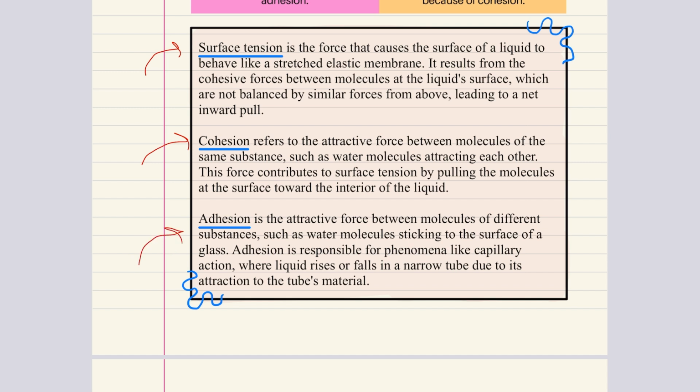Adhesion, on the other hand, is the attraction between molecules of different substances. So, for example, water molecules are attracted to the glass surface of a tube due to adhesion. When adhesion is stronger than cohesion, the liquid is drawn up the tube, leading to capillary action. This is seen in how water rises in narrow tubes, or how plants draw water from their roots to their leaves.